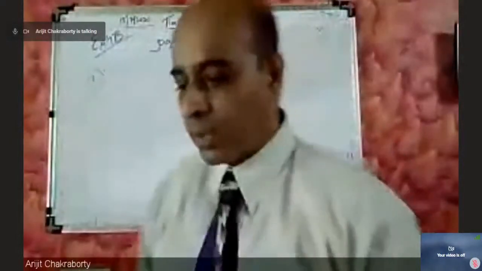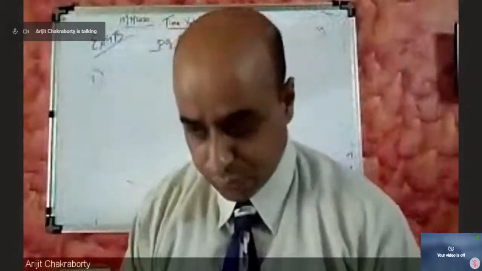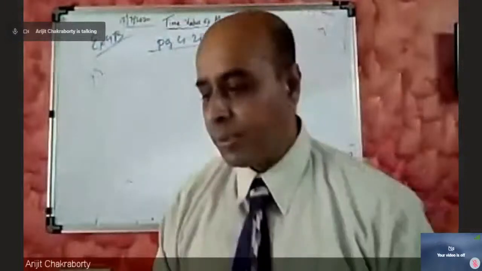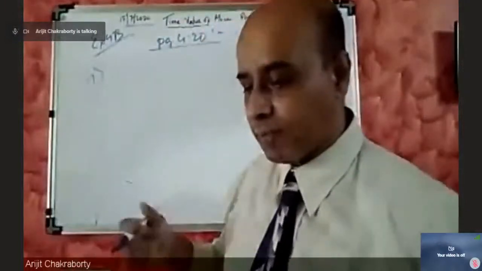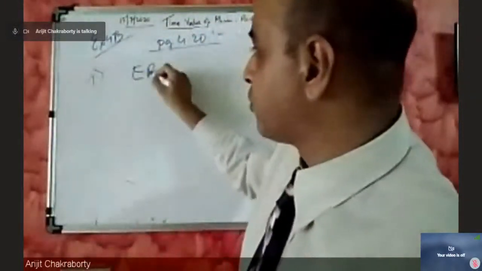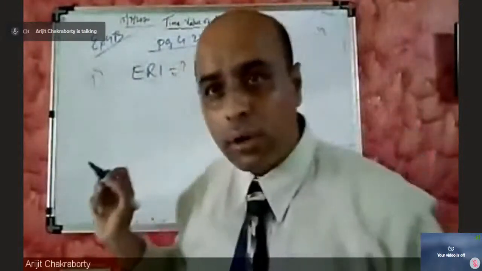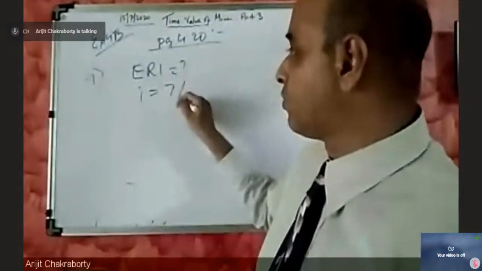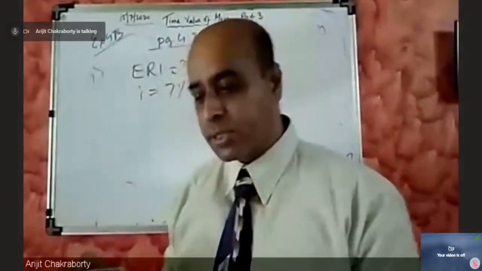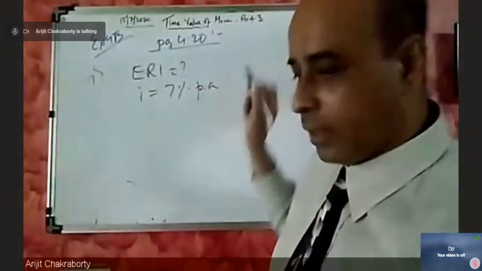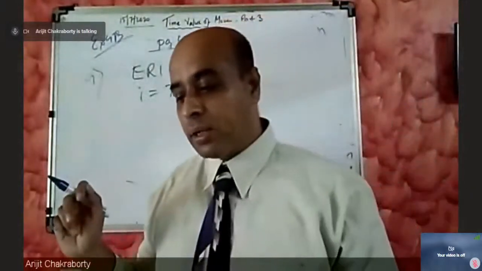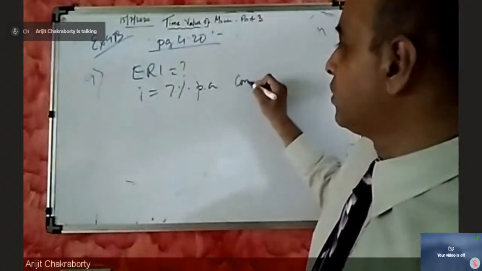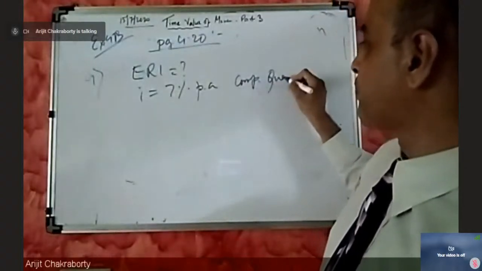Question number 9 says, the effective rate of interest corresponding to a nominal rate of 7% per annum. So what is the effective rate of interest for what? For a nominal rate of 7%. So I is 7%. Nominal rate of 7% per annum, convertible quarterly. It is compounding quarterly.